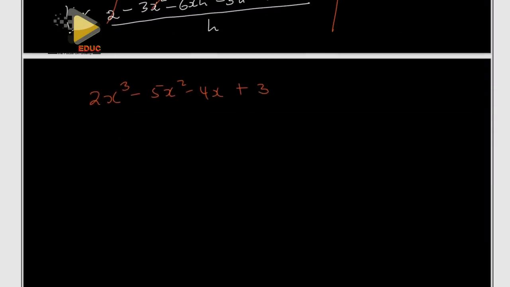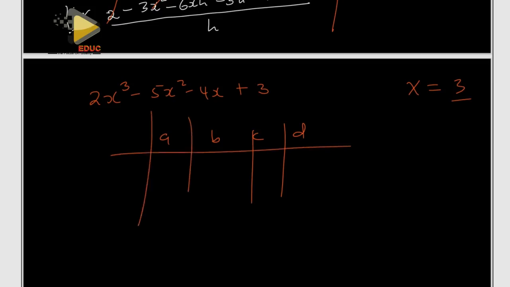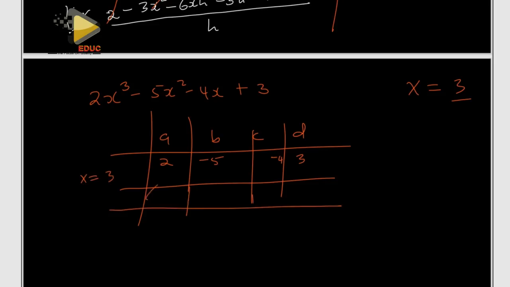They told us x equals 3 is just one of the roots. I can use my synthetic approach. The coefficients will be 2, negative 5, negative 4, and 3, and I'm going to take x to be 3. This will be a 2. Then 2 times 3 is 6, and adding gives 1. 1 times 3 is 3. When I add, I get negative 1. Negative 1 times 3 is negative 3, and I get 0.